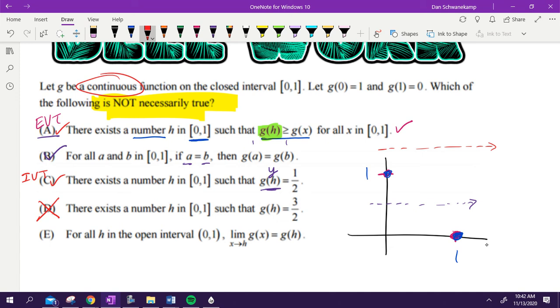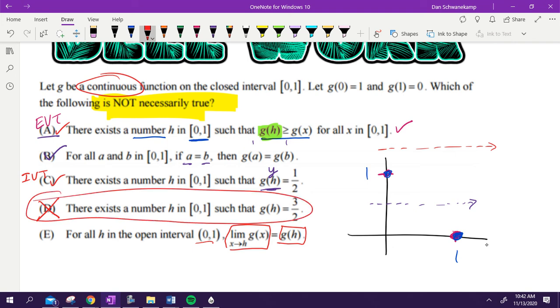It says, for all h on this interval, the limit of g as x approaches h needs to be equal to g of h. Does that have to be true? It does, because we said D is the one that doesn't have to be true, so E has to be true. Talk with your neighbor and explain that concept. What is that describing and what does it mean?